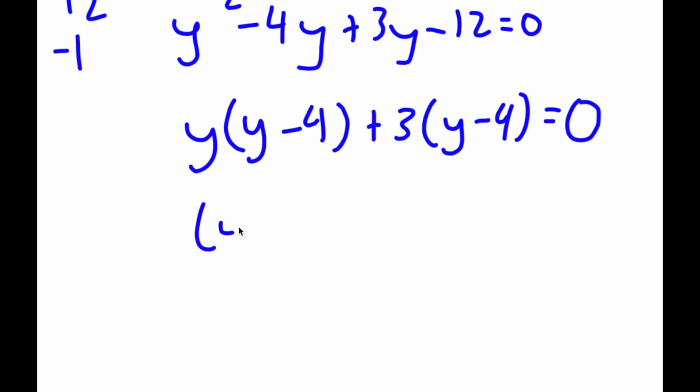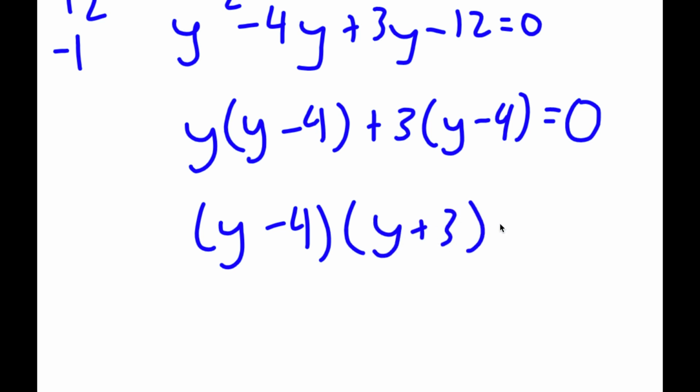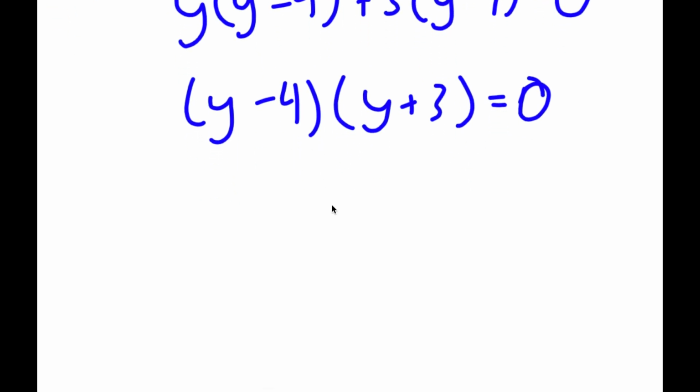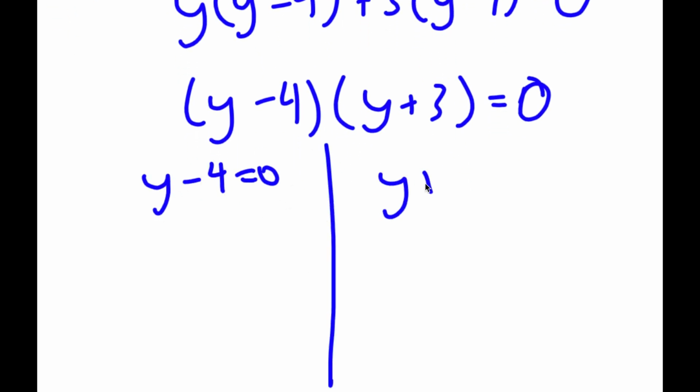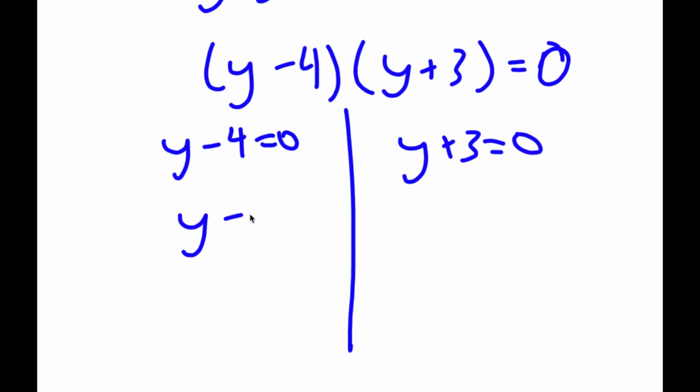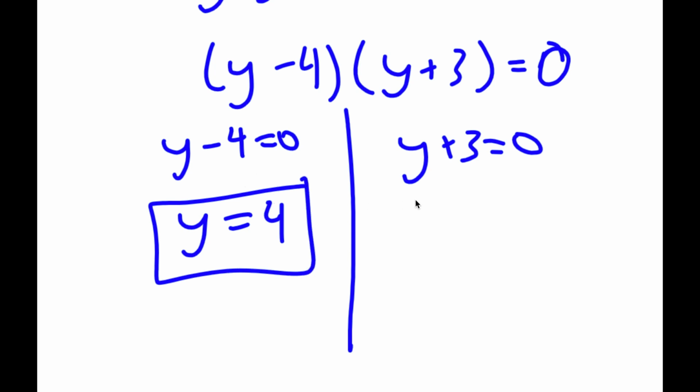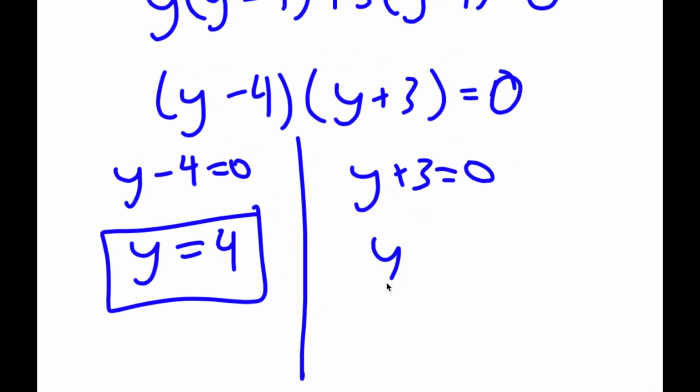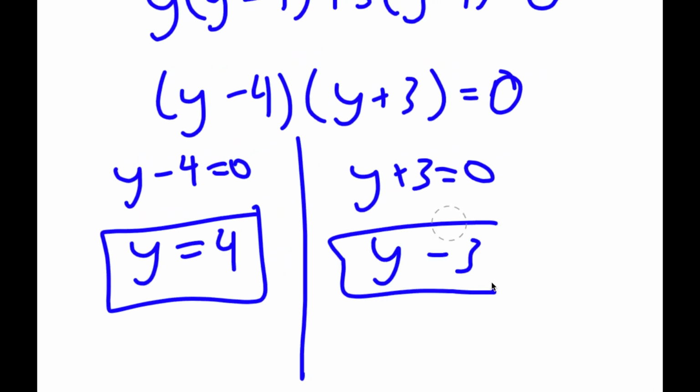Now I'm going to factor out y minus 4. So I get y minus 4 times y plus 3 is equal to 0. So this gives me two equations. I have y minus 4 is equal to 0, and I have y plus 3 is equal to 0. So for y minus 4 equals 0, I get y is equal to 4. And for y plus 3 equals 0, I get y is equal to negative 3.